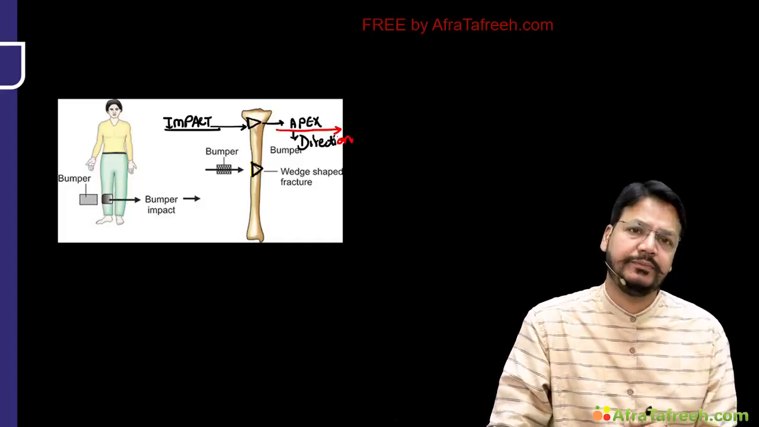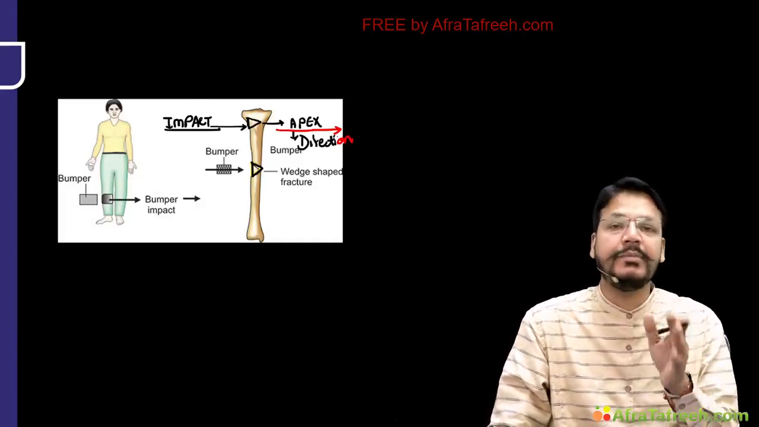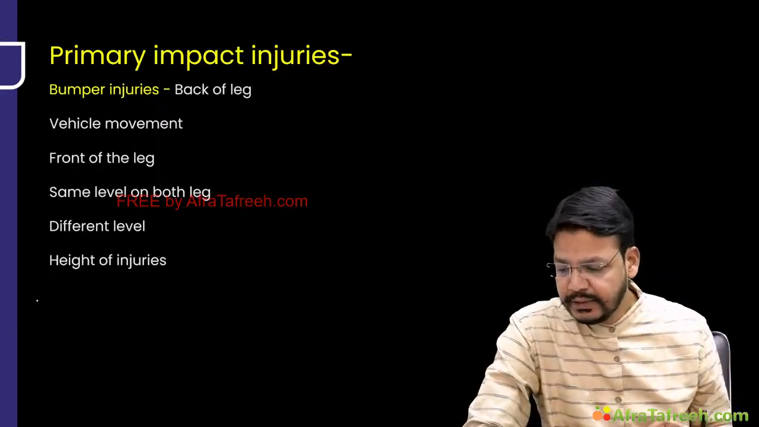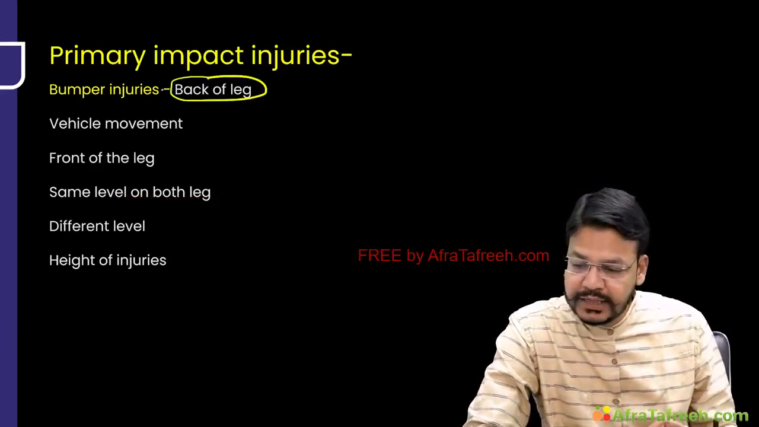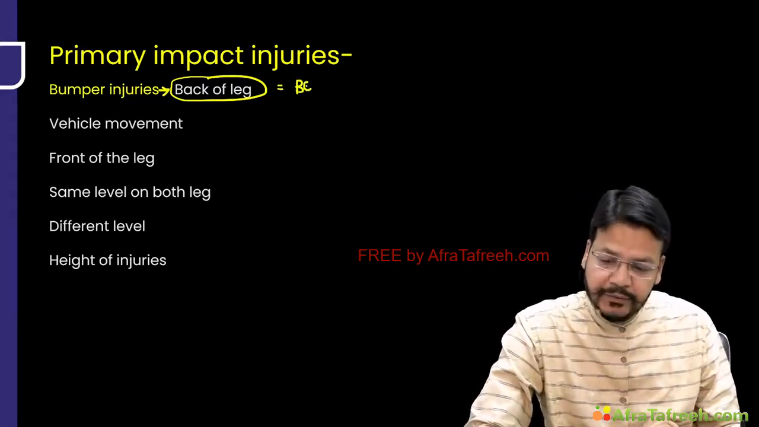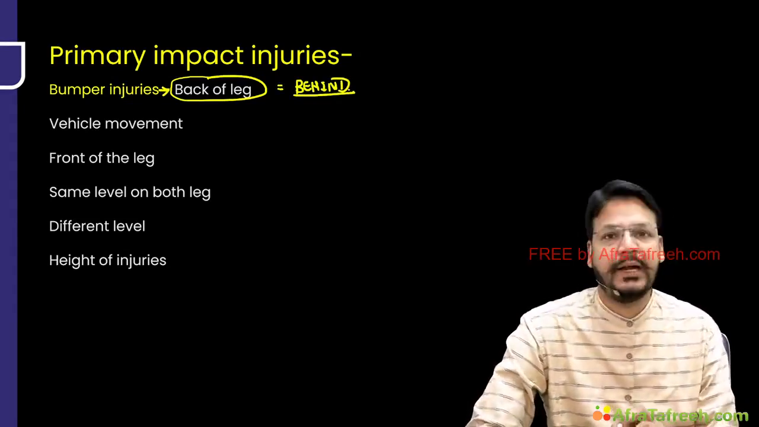Bumper fracture is a wedge-shaped fracture of the lateral plateau of the tibia, lateral side. Now, my dear friend, if the bumper injuries are on the back of the leg, that means the vehicle is coming from behind.